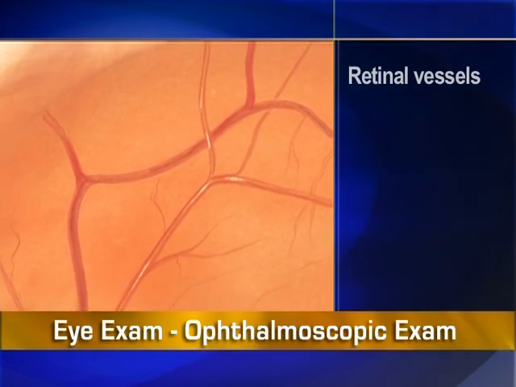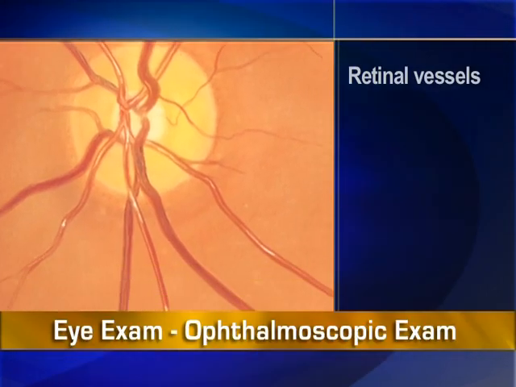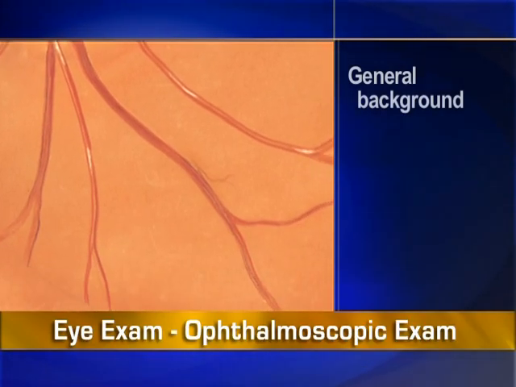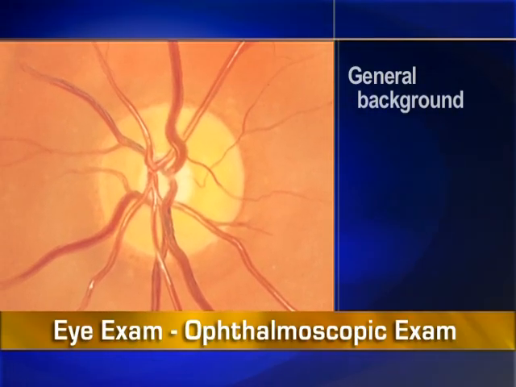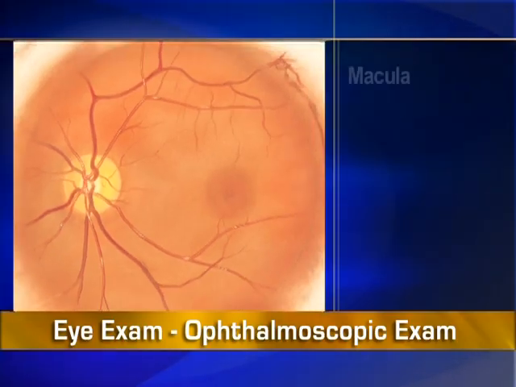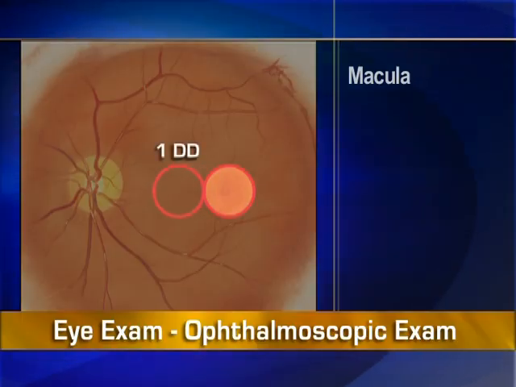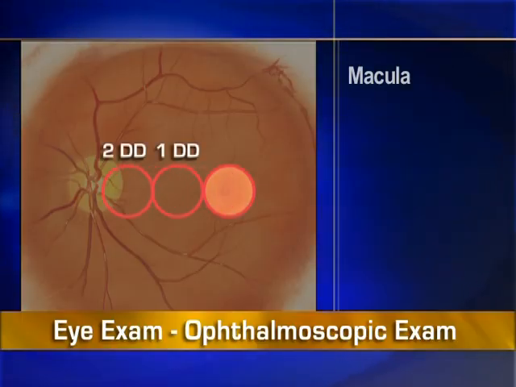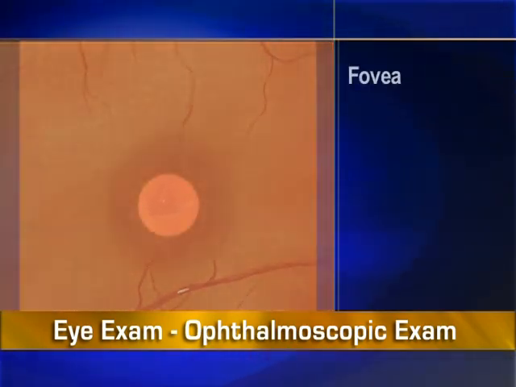As the vessels reach the periphery, they should grow thinner and show no AV nicking or crossing. The general background should appear reddish-brown and clear, with no lesions. Finally, inspect the macula, which normally is 1 disc diameter wide, darker than the rest of the fundus, and located 2 disc diameters temporal to the disc. Within the macula, you may note the foveal light reflex.